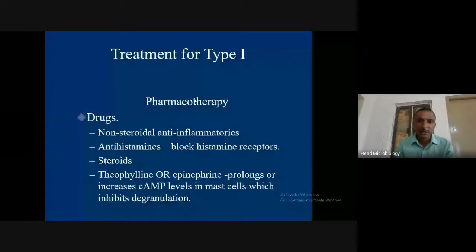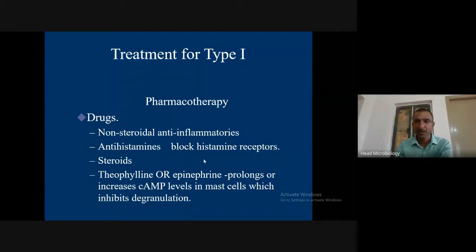Here is treatment of type 1 hypersensitivity, pharmacotherapy. This includes non-steroidal anti-inflammatories. These drugs will be suitable for hypersensitivity. Antihistamines block histamine receptors. Drugs like theophylline or epinephrine prolong and increase cAMP levels in mast cells, which inhibits degranulation.